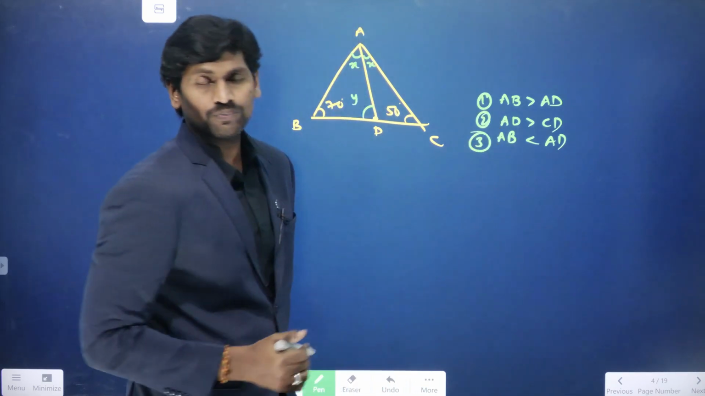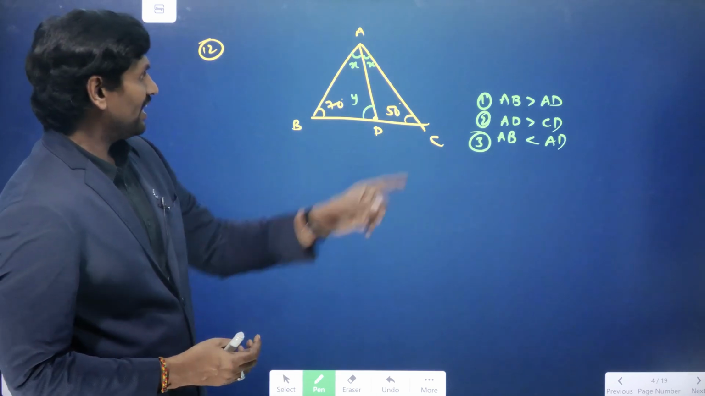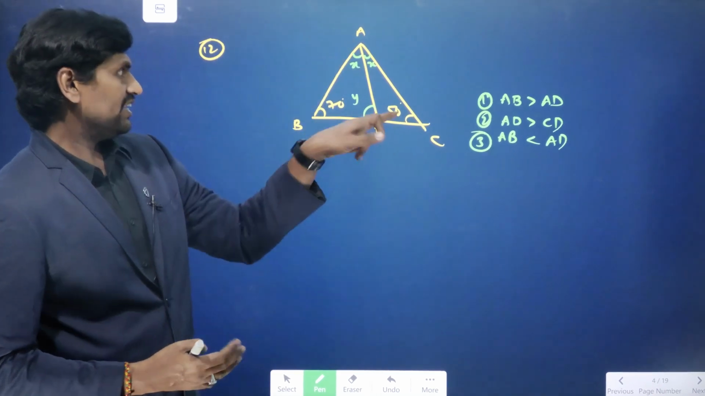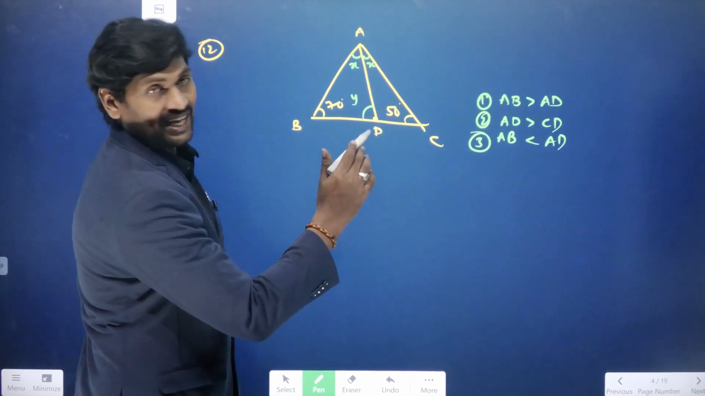Both 1 and 2. Okay? So let us check this. While identifying this one, AB and AD. Given this, let us see. Before that, let us find the angle at A.